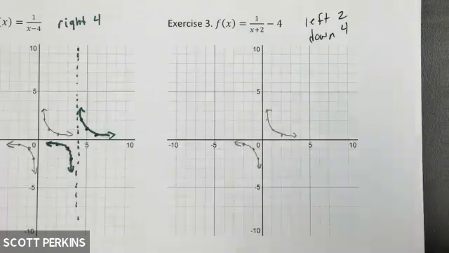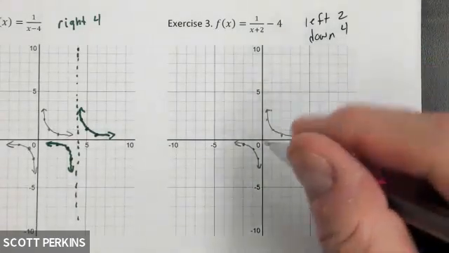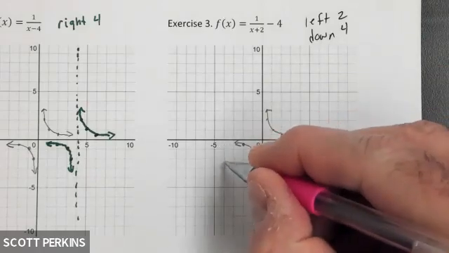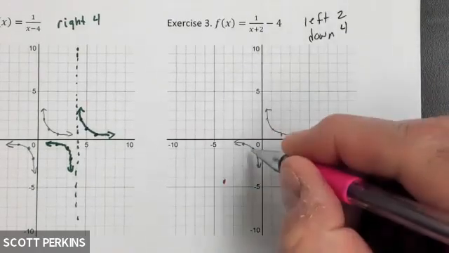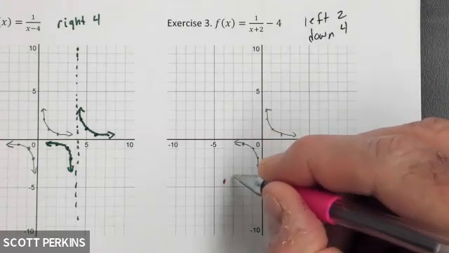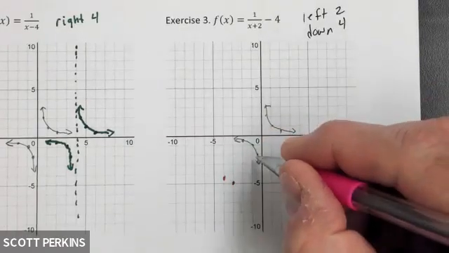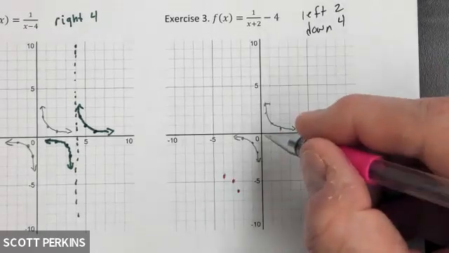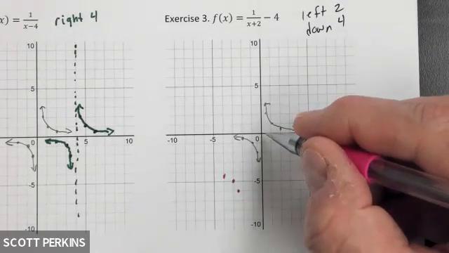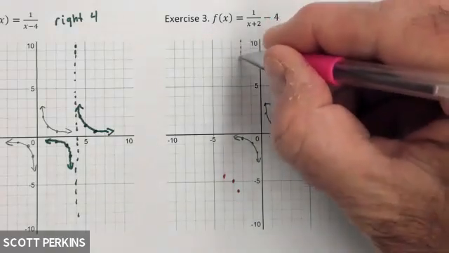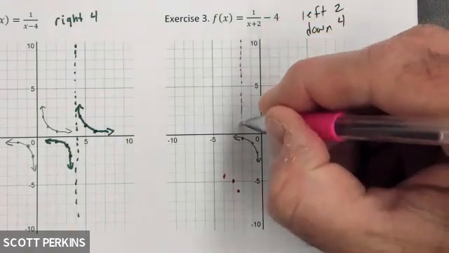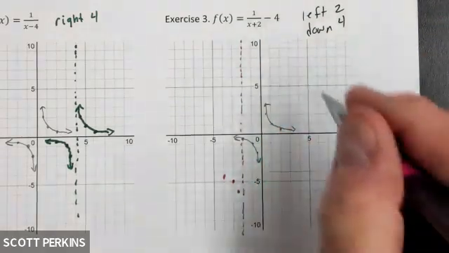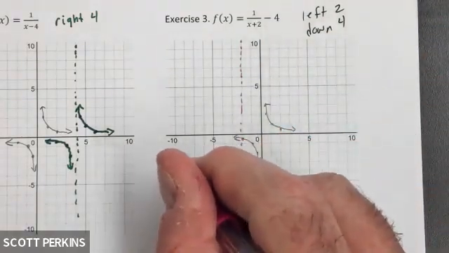All right, so we're taking this whole graph, left 2, down 4. So here I'm just going to start the left side this time. So left 2, and then 1, 2, 3, 4 down. So I'll make a dot. Left 2, and then 1, 2, 3, 4 down. Another dot. And then left 2, and then 1, 2, 3, 4 down. Perfect. My vertical asymptote is going to go left 2 as well. So I'm going to make a cute little pink dotted line right here. Whee! And then my horizontal asymptote is going to go down 4.